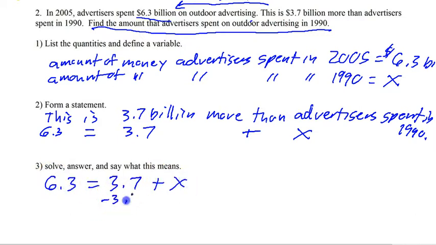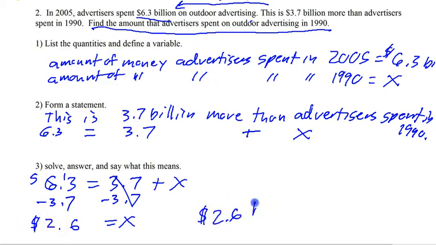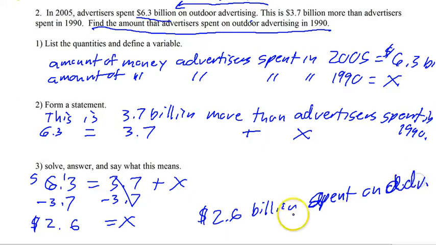So now we can solve it. So 2.6 billion. So there was 2.6 billion dollars spent. I just wrote dollars twice. I got the symbol and the units. It's just $2.6 billion spent on advertising in 1990. And that's it.